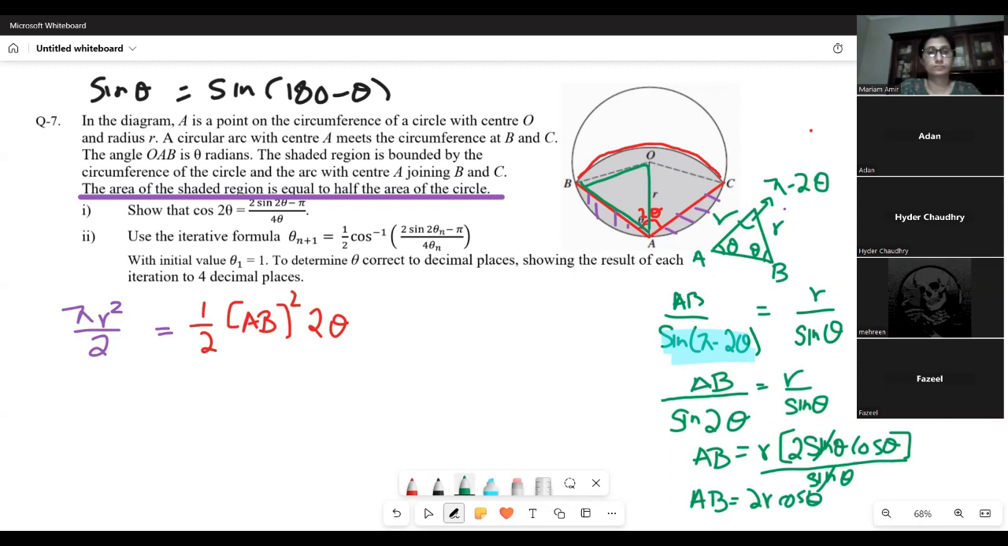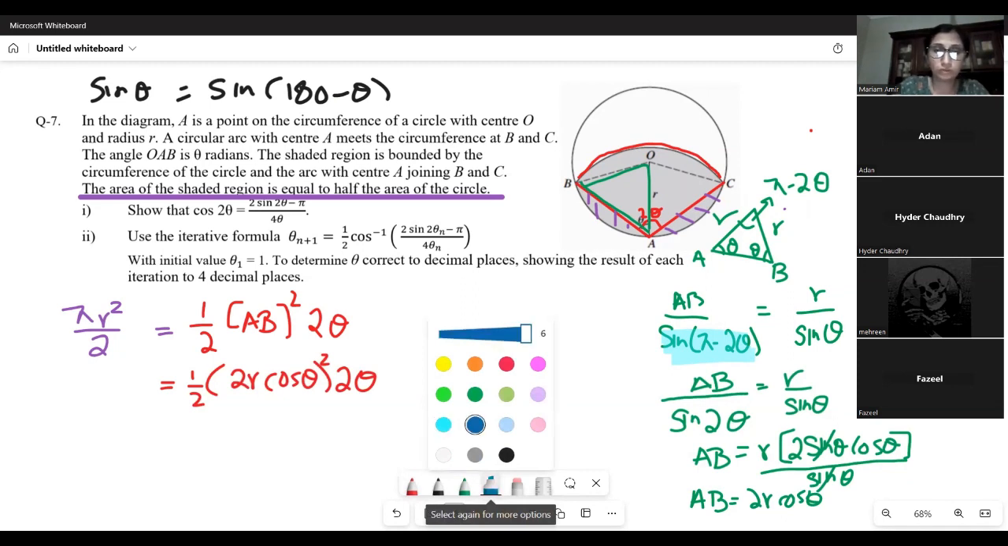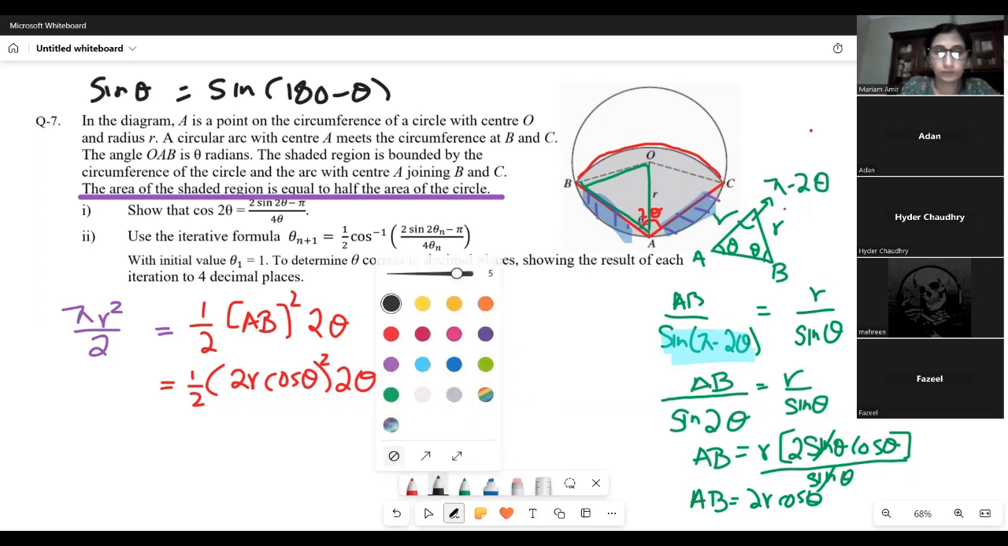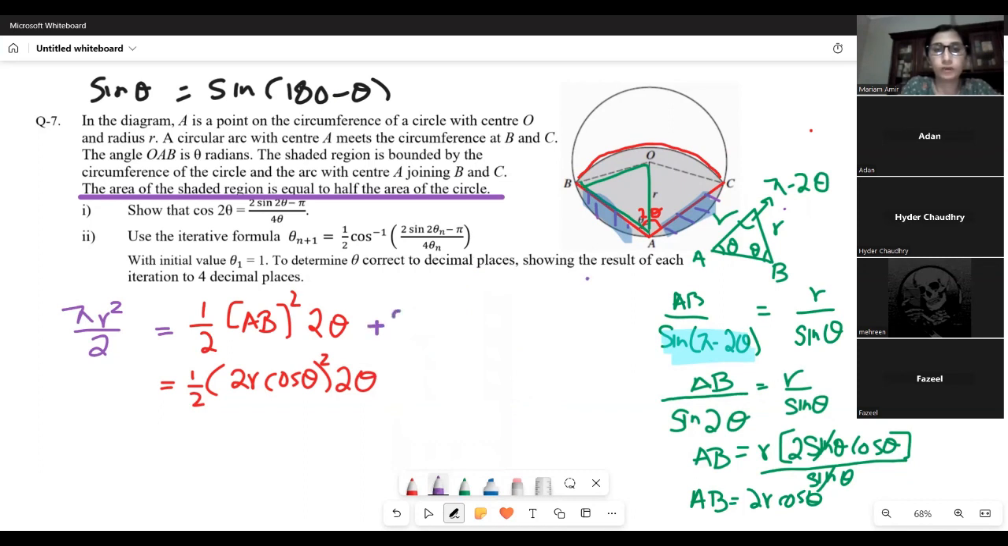Okay, so I'm going to rewrite this equals half, AB is 2R cos theta whole square, times 2 theta. All right. Now we have to add these two regions to the area of the sector so that we get the complete area of the shaded region. So I'm writing plus 2 times the area of one of those purple segments.